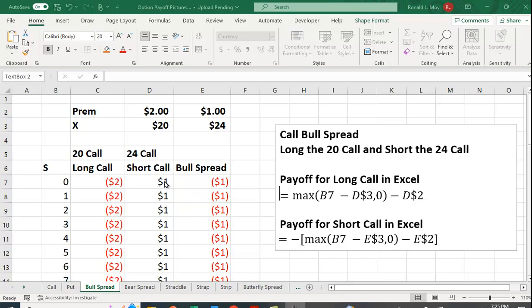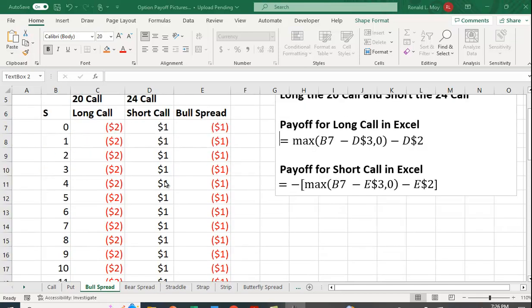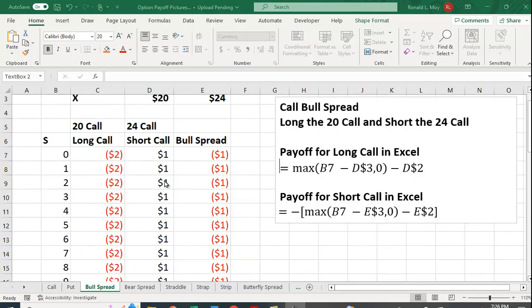And then I'm going to make that, whatever value this is, negative. And you can see that when you short this call, as long as the price is below 24, you make $1. You sold this, it's not going to be exercised against you. Now the bull spread is just the combination of the long call and the short call. So you just add these two columns together.